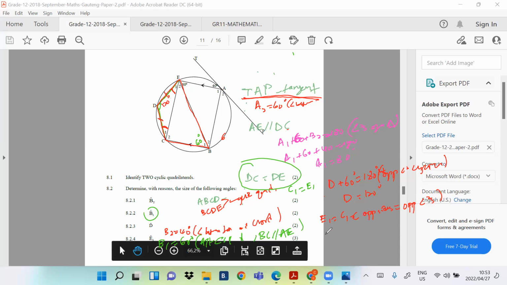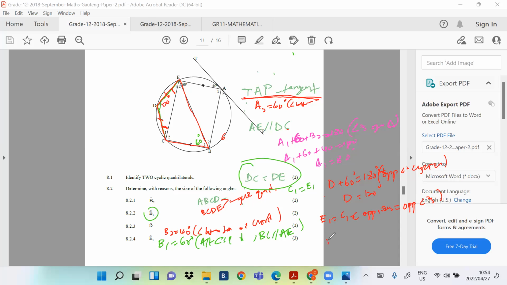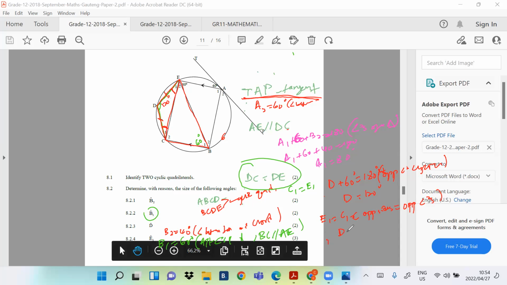But we don't know what E1 is. Do we know E1? We don't. We're looking for E1. Do we know C1? We don't know C1, but we can get this. Can you see they're in a triangle? So that means D plus C1 plus E1 form 180 degrees. D is 120, C1 is E1, plus E1 is equal to 180 degrees, okay?